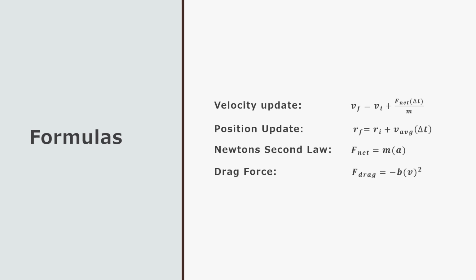To get into formulas, I'd like to address some key assumptions. That the force of gravity is equal to 9.8 times the mass of the object, which in this case was presumed to be about 5 grams. Next, we will assume that gravity is acting in the negative direction and drag is acting in the positive direction. Some important formulas include the velocity update, position update, Newton's second law formula, and the drag force formula.